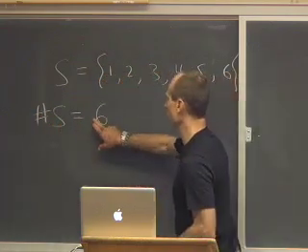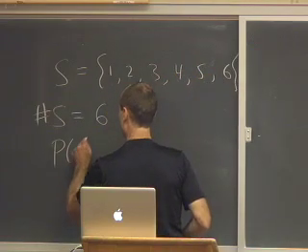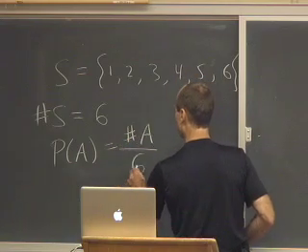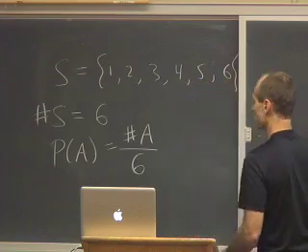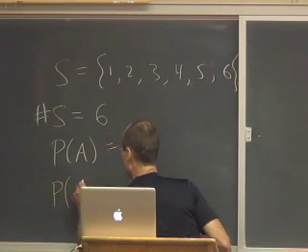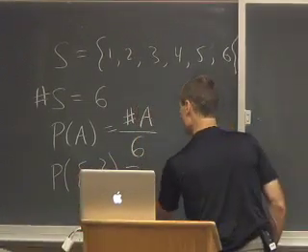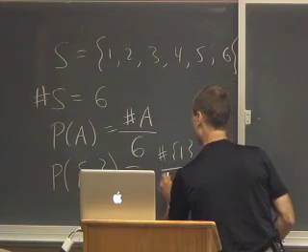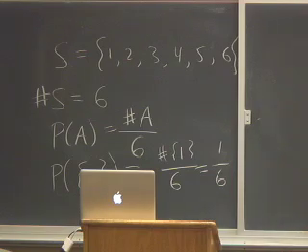Okay, so the uniform probability distribution says that the probability of a set A is equal to the number of elements in A divided by 6. So in particular, it would say that the probability that I get a 1 on the top face is equal to the number of elements in the set {1} divided by 6, which is 1/6, right?